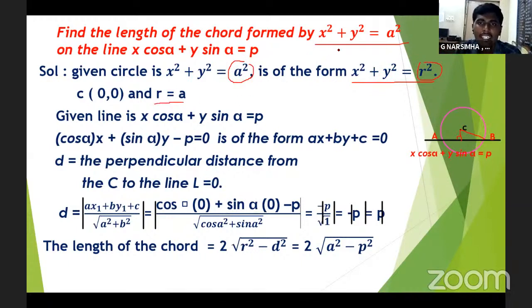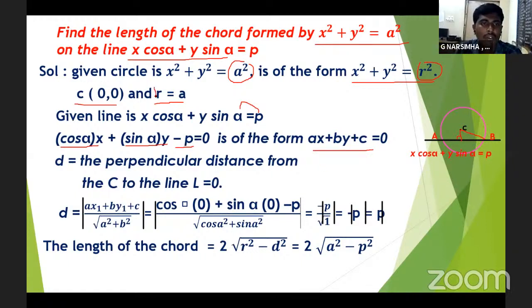When the circle is in standard form, the center of the circle is the origin. Is it clear? Here the center of the circle is the origin, radius is a. And the given line is x cos alpha plus y sin alpha equals p. I'm writing cos alpha in front of x because here cos alpha is constant. Therefore, cos alpha into x plus sin alpha into y. Here, transposing p to the LHS, that is minus p equals 0, is of the form ax plus by plus c equals 0.